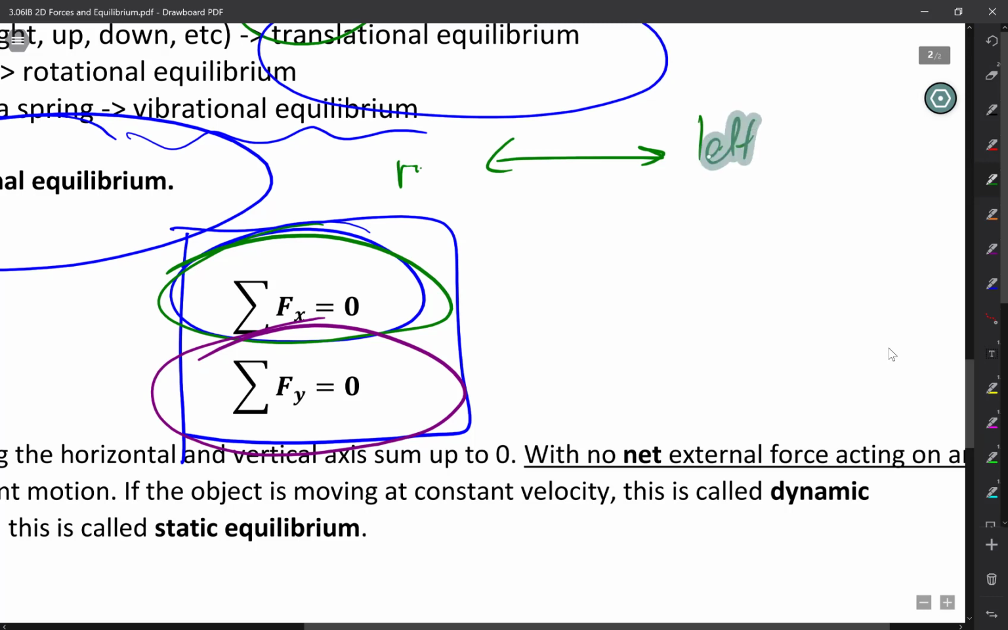Oh my god, I totally assume that the x direction is the left and the right.